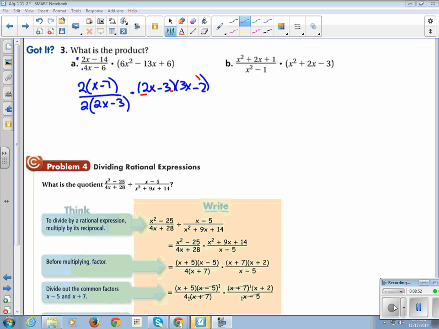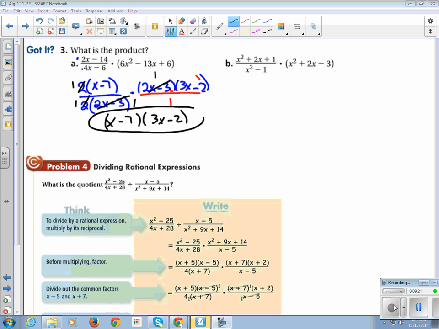All right, and this is all over 1. So now let's cancel. 2x minus 3 and 2x minus 3 cancel each other out to give us 1, and the 2 and the 2. So we have x minus 7, 3x minus 2, and that is our answer. It's actually easier than it looks.